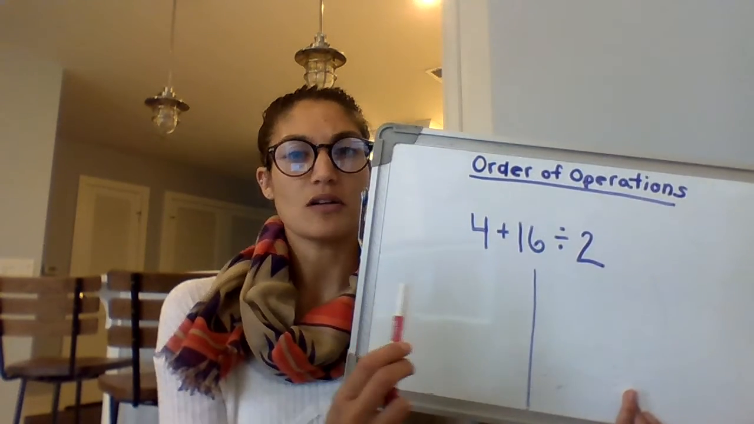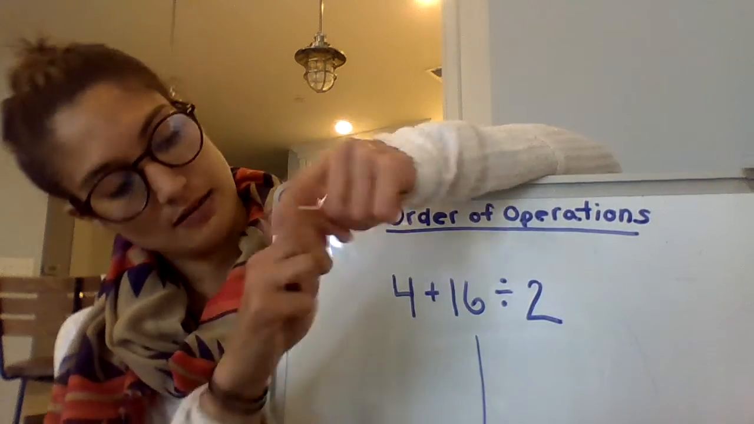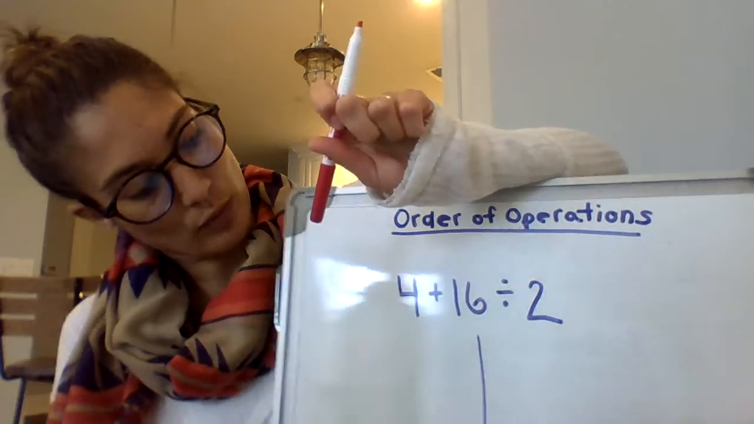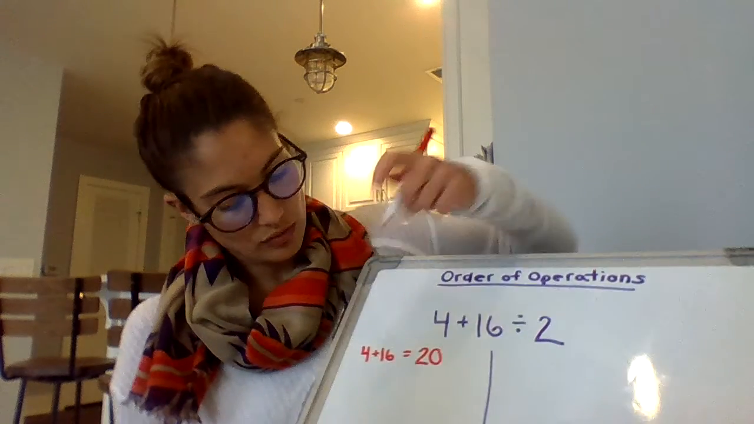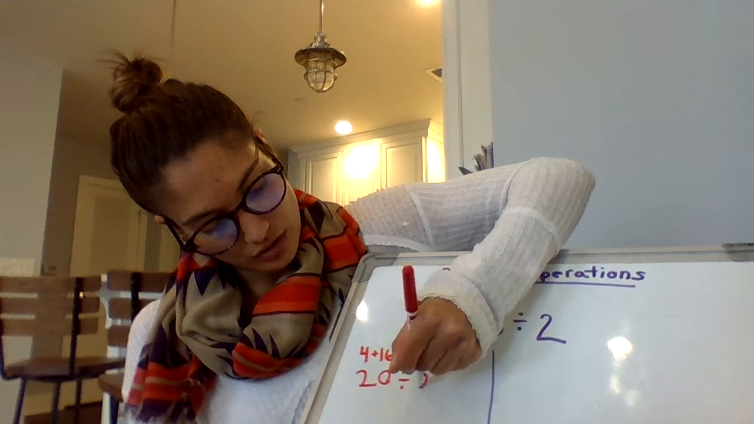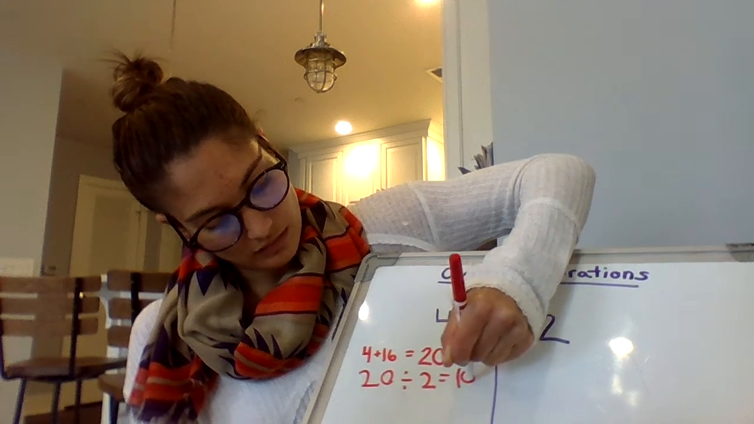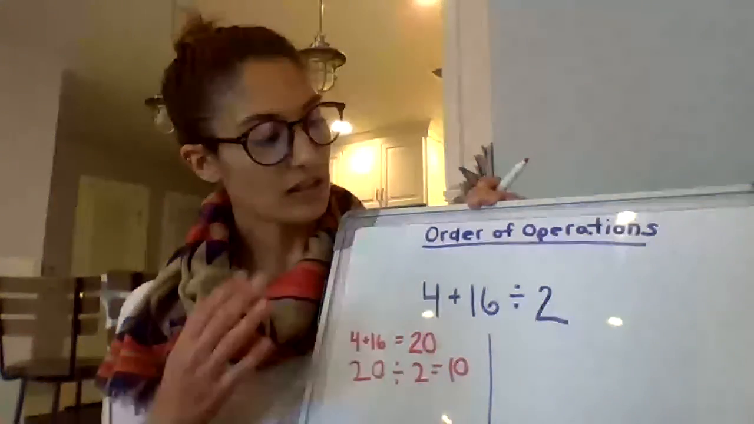First, I'm just going to solve it in the order that it comes in. So I'm going to do 4 plus 16. So this is way 1. First, I'll do 4 plus 16. Okay, that equals 20. And then I still have this divided by 2. So I would do 20 divided by 2, which equals 10. Okay, I solved it in the order it was in. Let's try it a different way.